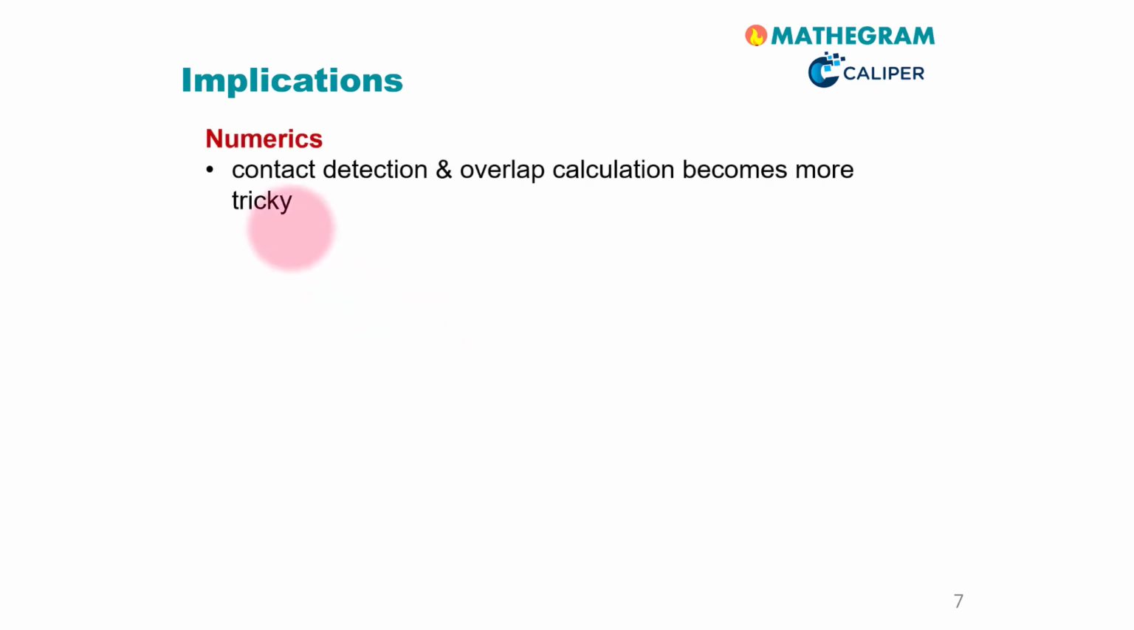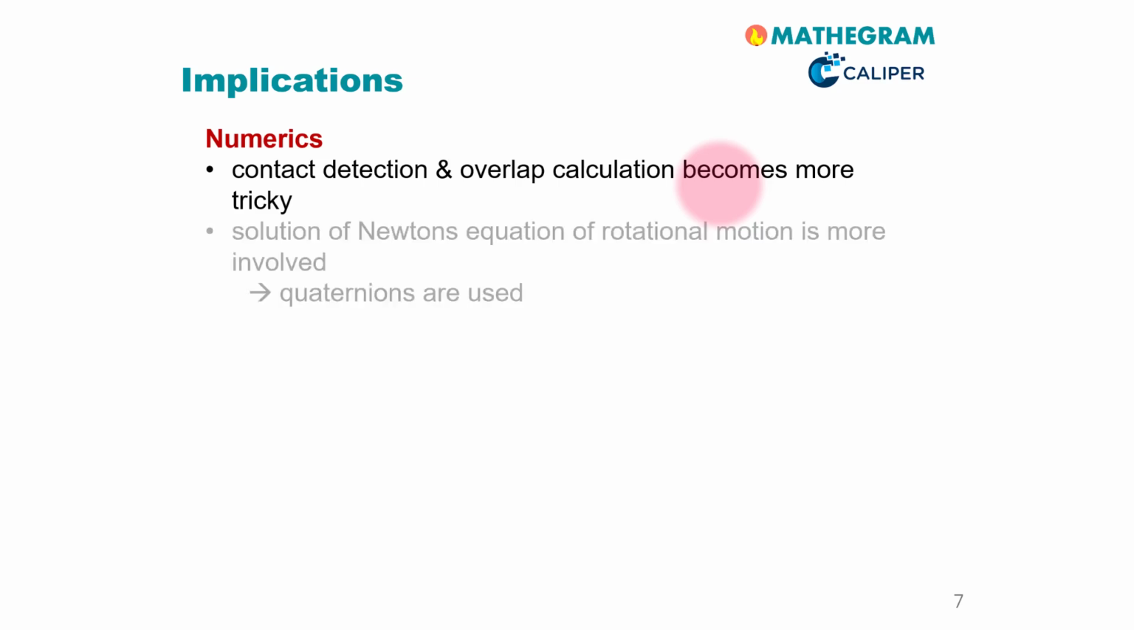Next, let us have a look at the implication for the numerics. As you might imagine, the contact detection between spheres is relatively primitive. We can simply compare the distance between the centers of the spheres with the sum of the radii. For non-spherical particles, this is much more involved, as you will see. Also, the overlap calculation becomes much more tricky, so we have to invest a little bit on the numerical side.